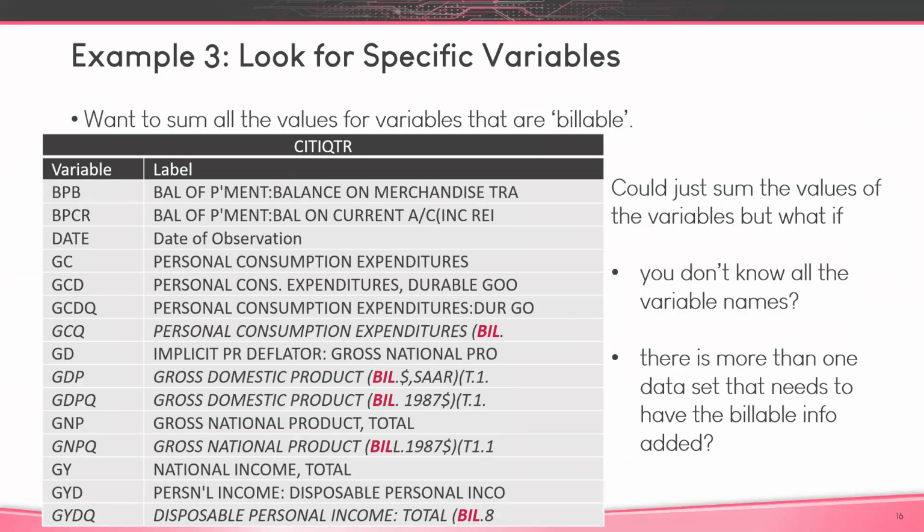Another one is we want to look for specific variables within a data set. So in the SASHELP data set, there's about 5 data sets that start with the word CITI. And I want to grab all the information that is indicating that it's a billable field. And I want to sum up those billable fields. How do I do that without knowing what these are? Because when I was looking at the data sets, there were, like I said, 5 data sets and they all had different variable names. And so I was trying to figure out a quick way to do this. And so what we're going to do is look for any of the labels that have the word BIL in it to indicate that it's billable.